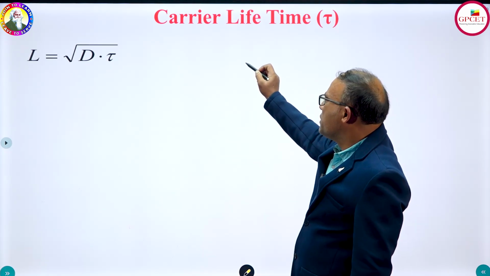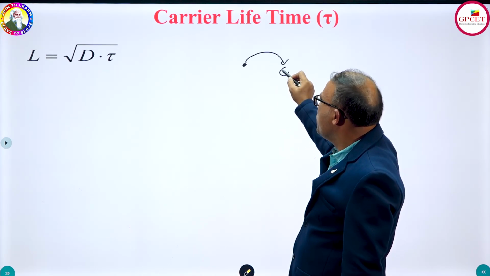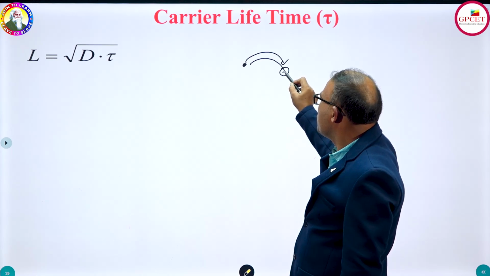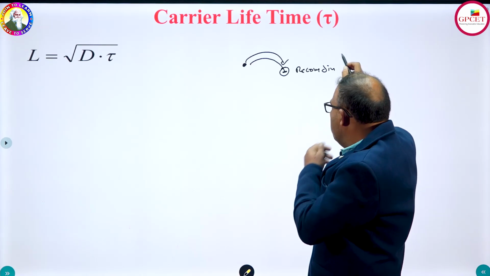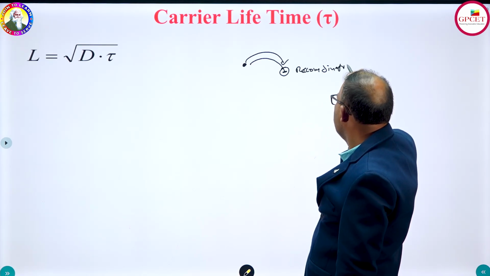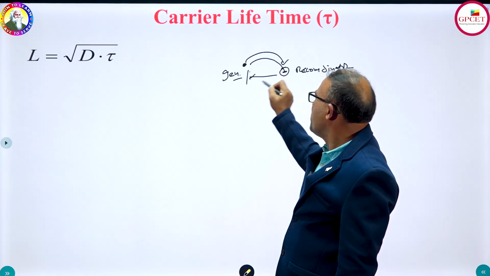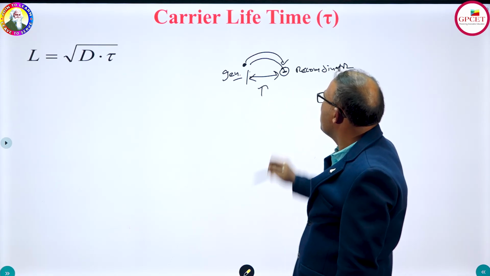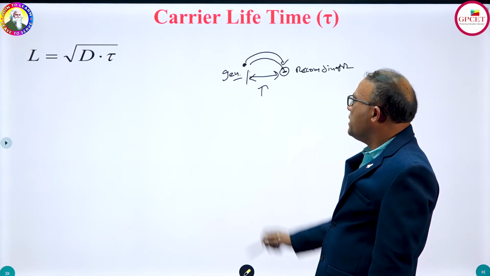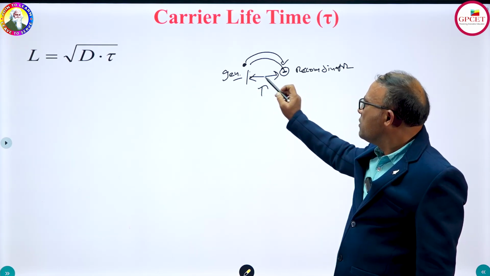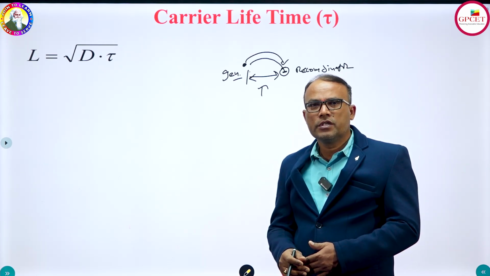Suppose this is an electron when it is generated, and if it is a hole, if this electron fills this hole here, then it will be recombined here. This is recombination and this is called generation. So what is this time gap from generation to recombination? That time is called carrier lifetime, which is nothing but tau. So the time taken from its birth to death, that is from generation to recombination, is called carrier lifetime, which is called tau.